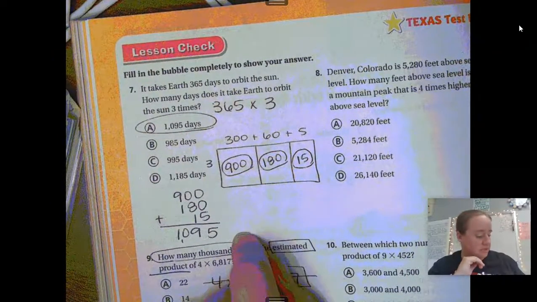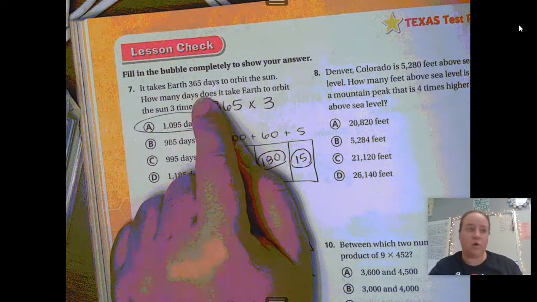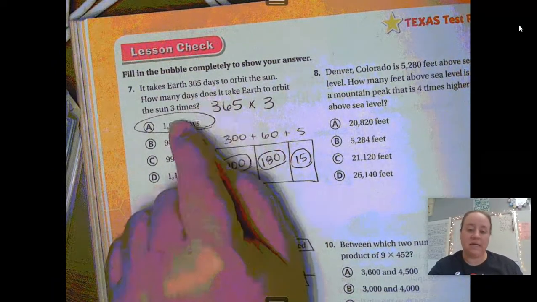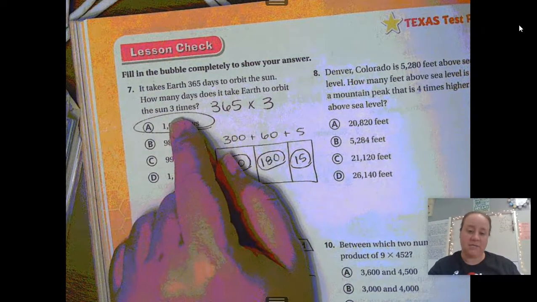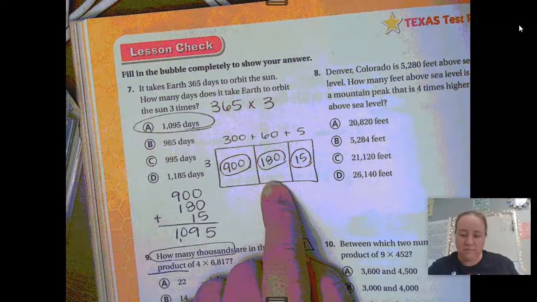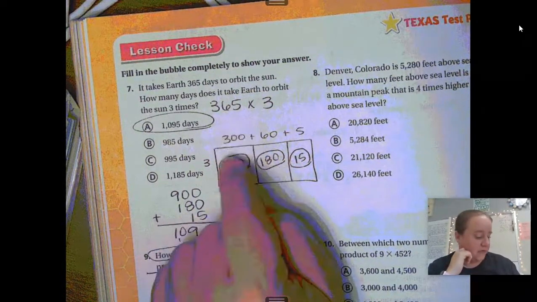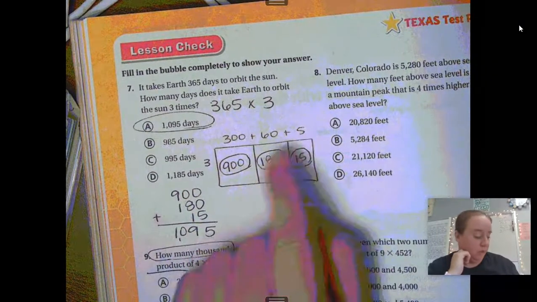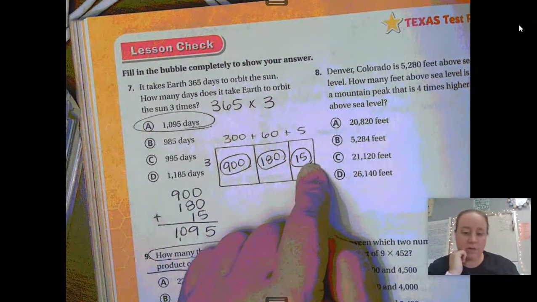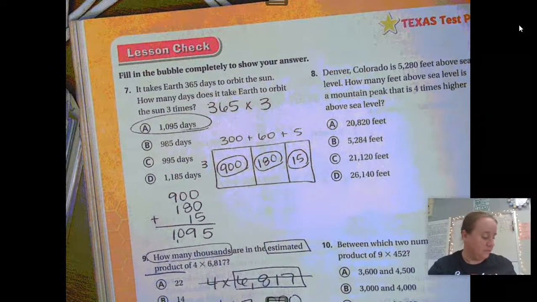So here, again, Earth takes 365 days to orbit the sun. It's asking if it does it 3 times, how much would that be? So here we represented it with the box method. We took our larger factor, 365, put it in expanded form, multiplied that out, got our partial products, added up our partial products, and we got our answer.